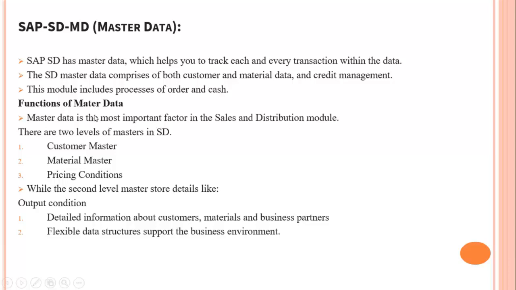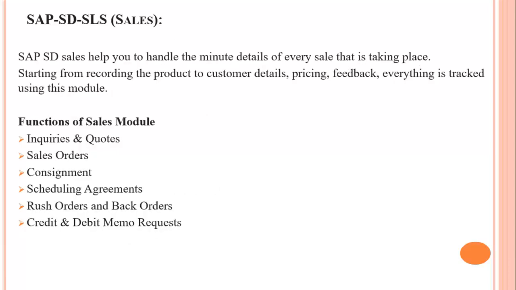Functions of master data. The master data has the following functions. There are two levels of master in SD. First is customer master, second is material master, and third we should consider the pricing conditions. The second level master stores details like detailed information about customers, material and business partners, and it also stores information like flexible data structures that are used to support the business environment.